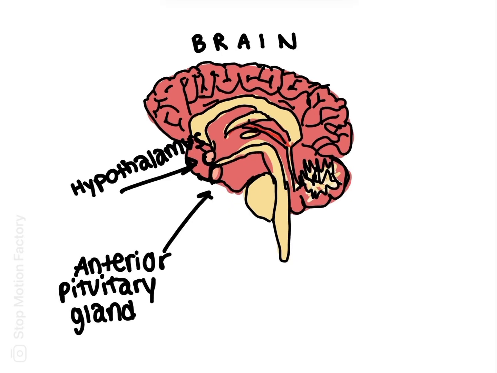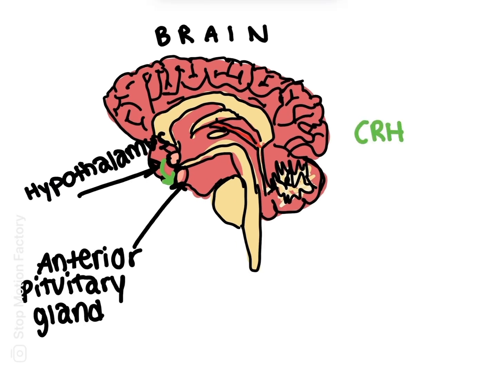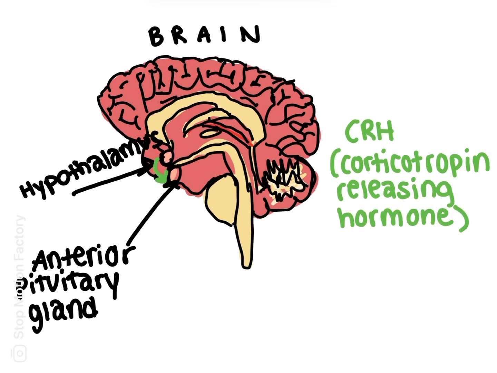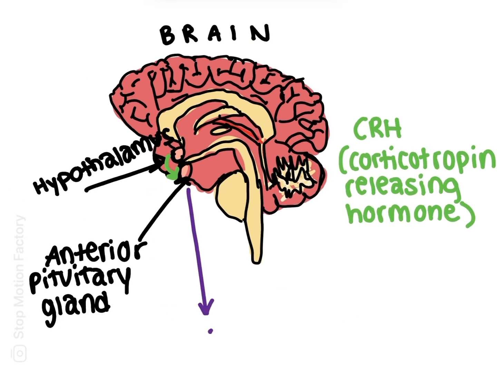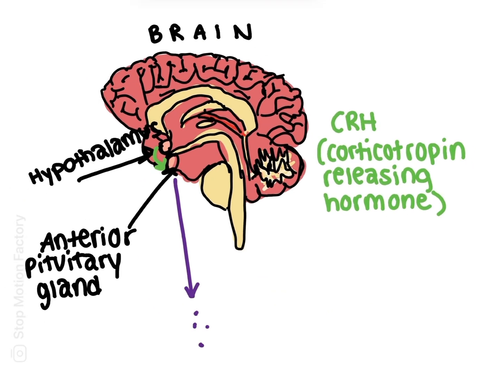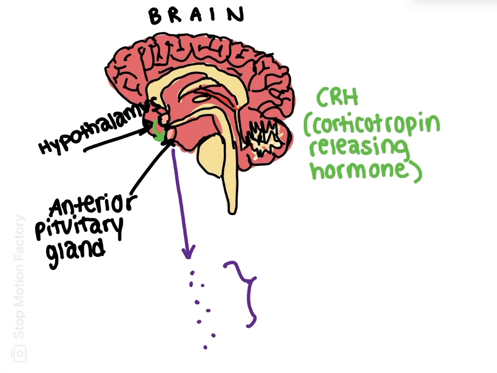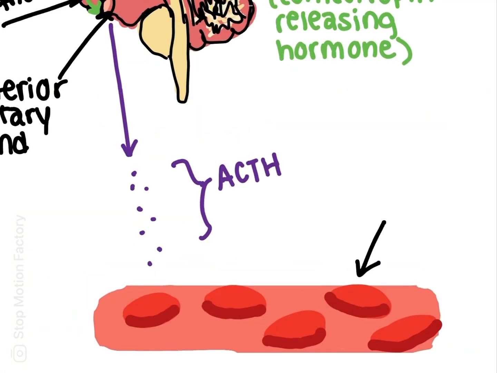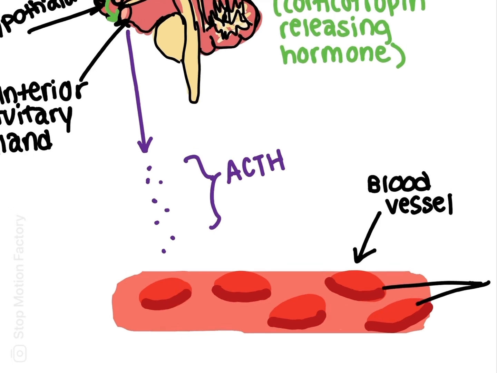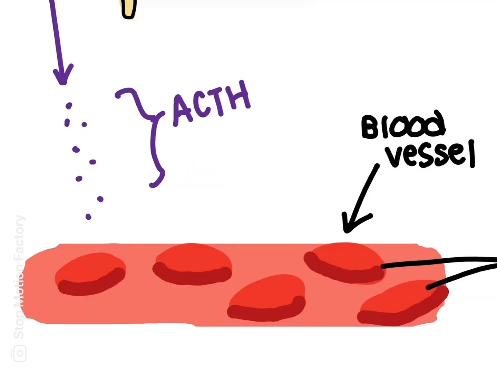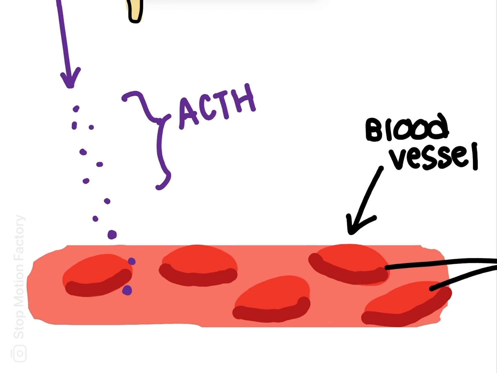We will begin in the brain, specifically the hypothalamus. When the body experiences stress or low cortisol levels, the hypothalamus signals the anterior pituitary gland to release a hormone called corticotropin-releasing hormone, or CRH. In response to the CRH, the anterior pituitary gland produces and releases ACTH into the bloodstream. ACTH is a messenger hormone that travels through the body looking for its target.